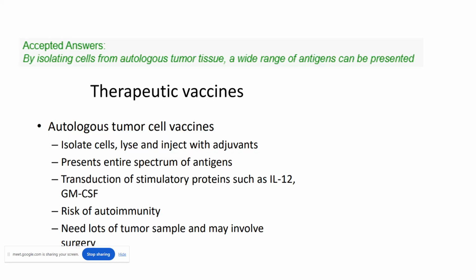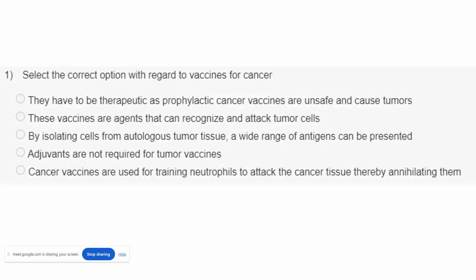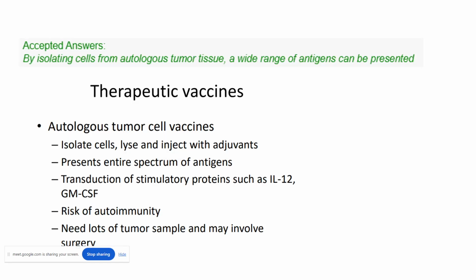Yes. All of you are correct. It would be option 3. By isolating cells from autologous tumor tissue, a wide range of antigens can be presented. So you isolate the cells and then lyse and inject with adjuvants. This, along with targeting the entire spectrum of antigens, will enhance the immune response against this. But there is also risk of autoimmunity, and it would need a lot of tumor sample, so it requires surgery as well.